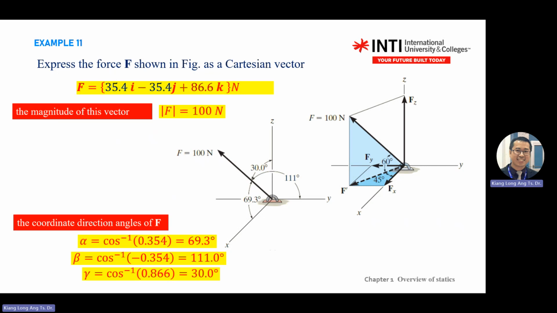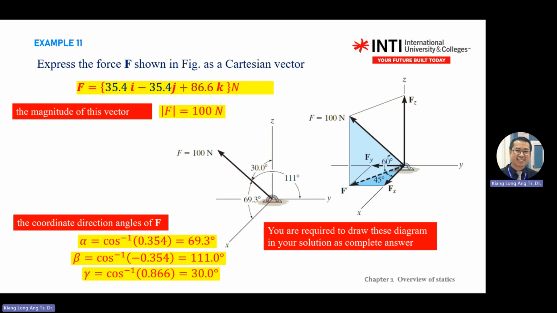Three significant figures. So I put here already, reminder, you are required to draw this one as a complete answer. If you solve without this one, you will miss marks for this diagram. Usually 2 marks minimum. But if you draw it, usually I'll give more marks. X, Y, Z, at this moment, no need.